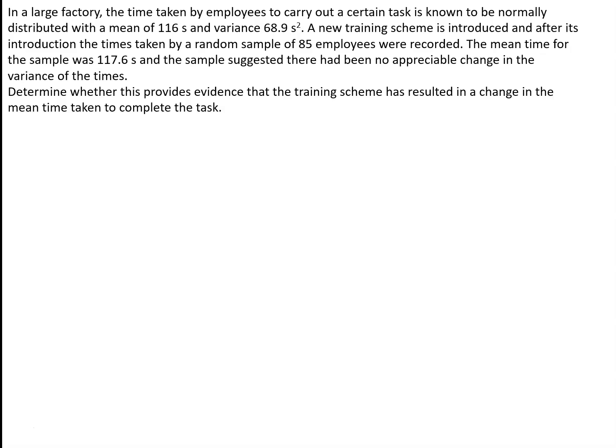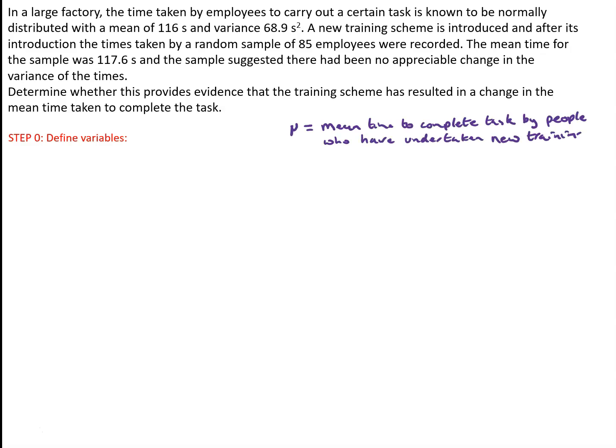Determine whether this sample provides evidence that the training scheme has resulted in a change in the mean time taken to complete the task. So again, we're going to set this up as a p-test. So we must start by defining our variables. So let mu be the mean time taken to complete the task by people who have undertaken the new training scheme.